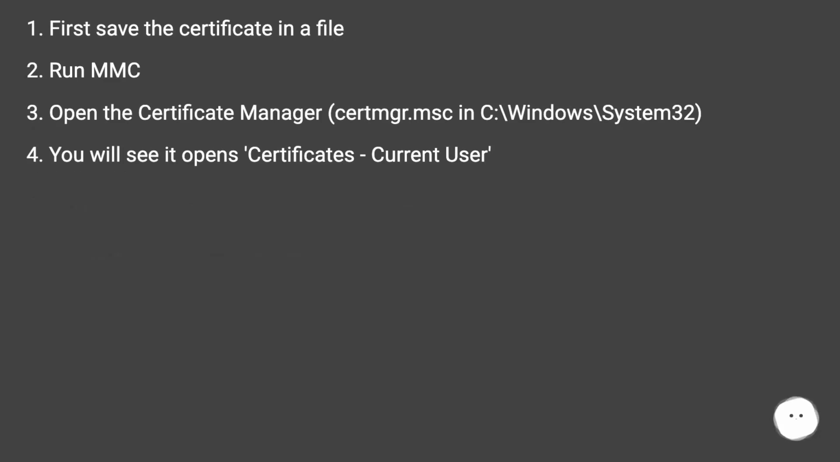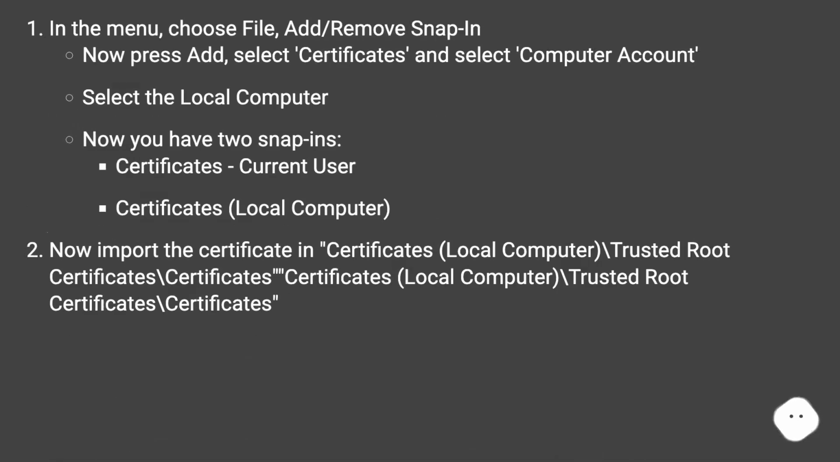Install the certificate for all users. First save the certificate in a file, run mmc, open the certificate manager, certmgr.msc in C:\Windows\System32. You will see it opens Certificates, Current User. In the menu, choose File, Add/Remove Snap-in. Now press Add, select Certificates, and select Computer Account.